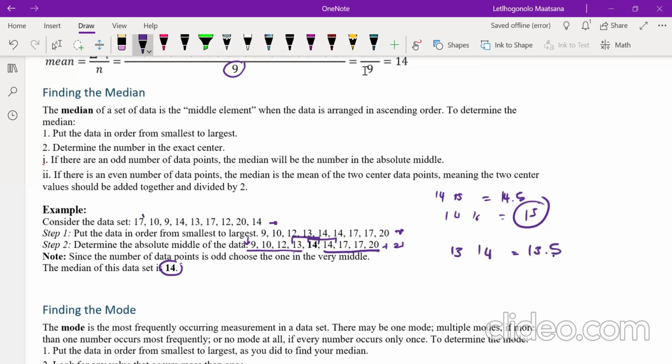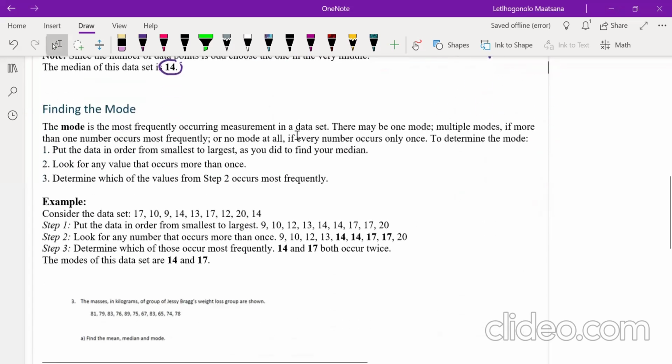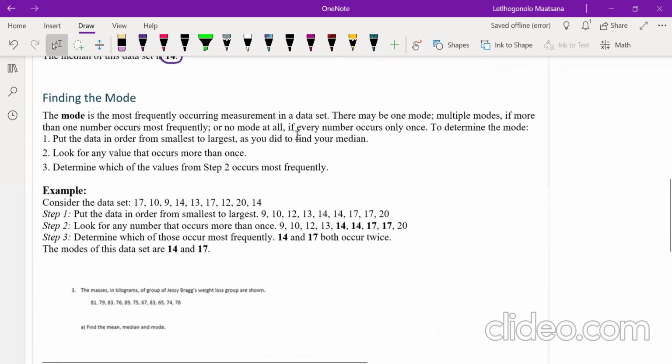Okay. Next thing we're going to do is finding the mode. The mode is the most frequently occurring measurement in a data set. There might be more than one mode. If we have two modes, we have a bimodal data set, or we have multiple modes if it's more than two. To find the mode, we're going to arrange the data from smallest to largest, as we did when finding the median. Then we look at our data and see which number appears more than once. We take that as our mode.